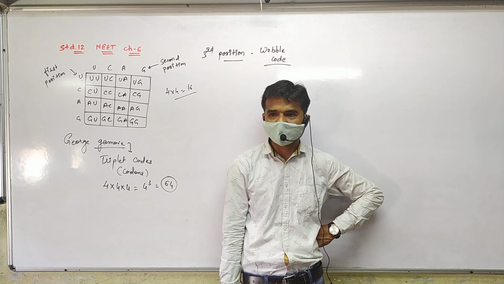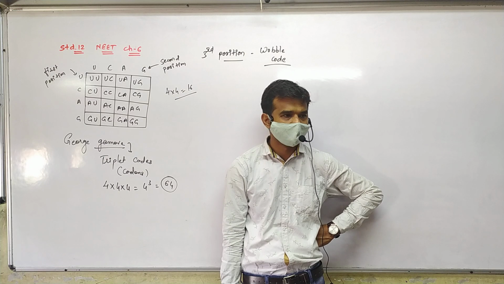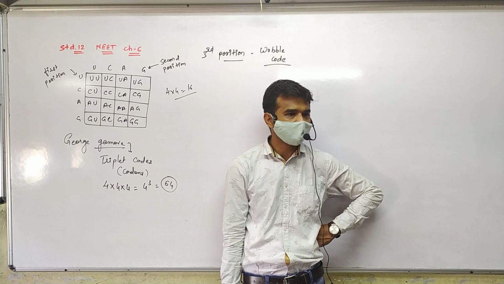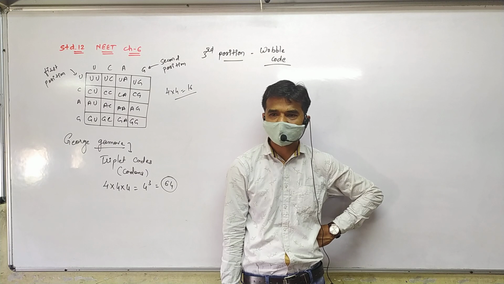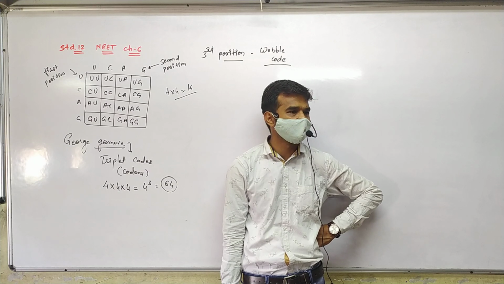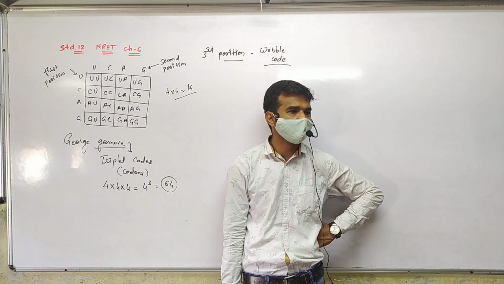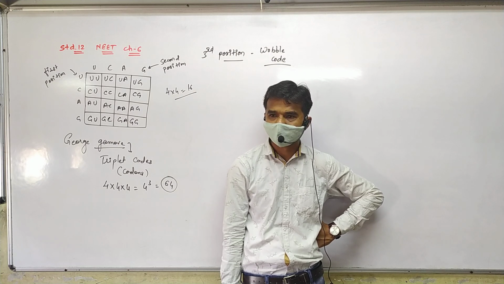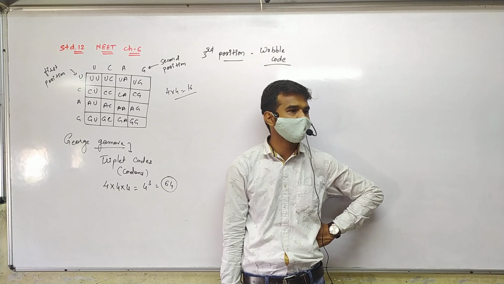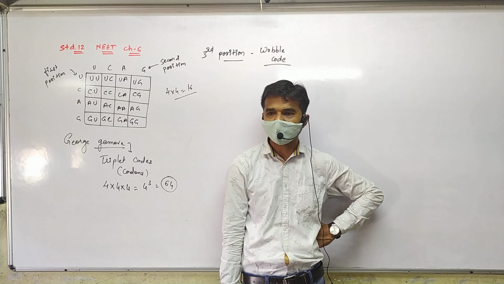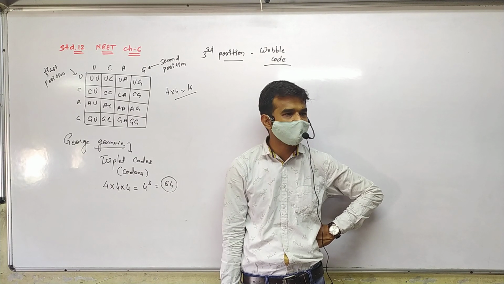Very easy question, asked in the exam like this: the stop codons start from which nitrogenous base? Answer is uracil. All these stop codons start from the uracil nitrogenous base: UAA, UAG, and UGA.